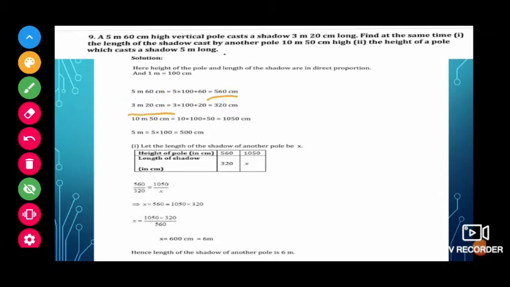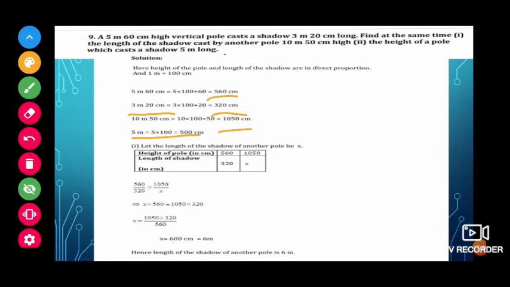Next, 3 meter 20 centimeter, that is 3 into 100 plus 20, 320 centimeter. Next, 10 meter 50 centimeter, that is 10 into 100 plus 50, totally 1050 centimeter. Totally we converted whatever the given measurements into the centimeter. Last one, 5 meter is 5 into 100, 500 centimeter.